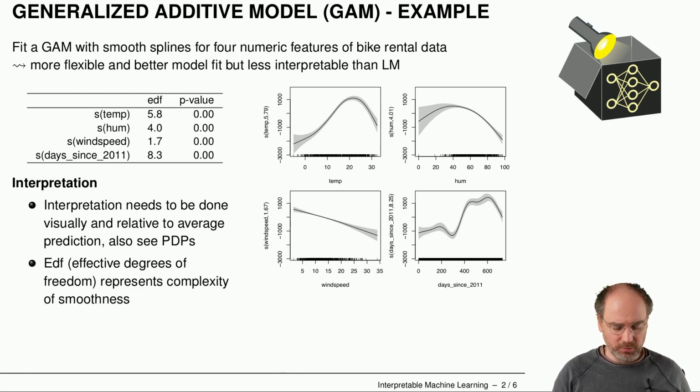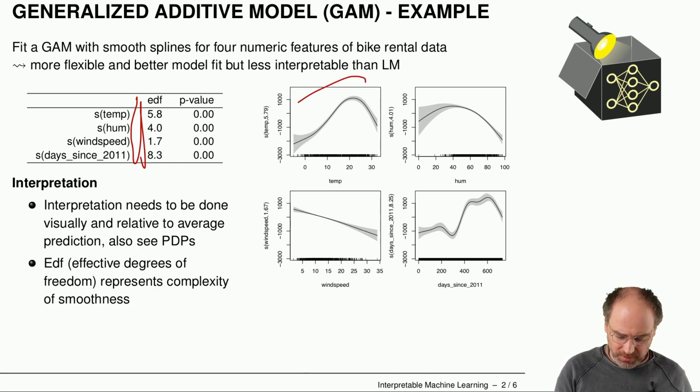So here you can see our numerical features. You can see that we are using the temperature variable, the humidity variable, the wind speed, and the days since 2011 feature. So basically, kind of a timestamp variable, right? So we have these 4 here, and here you can see the fitted effect curves that we fitted by splines, for example, here on the temperature, okay?